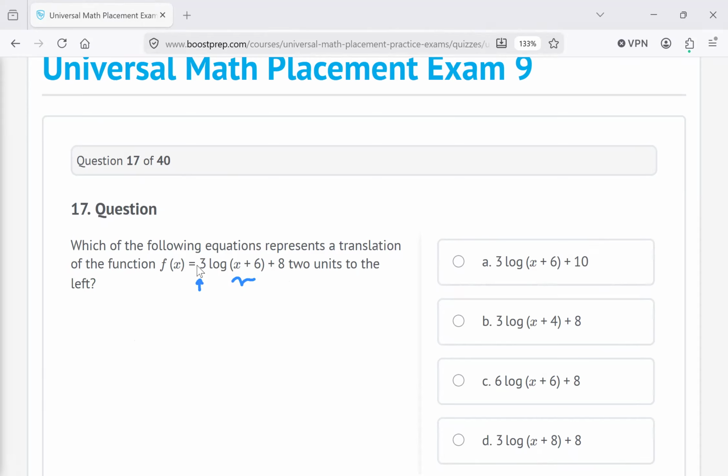I think it's plus 2, so that would be x plus 8 plus 2. Check. Yes, you have to add 2 in front of this x to represent 2 units to the left. So it's going to be f of x equals 3 log of (x plus 8 plus 2), plus 8. So that looks like it's letter D, right?